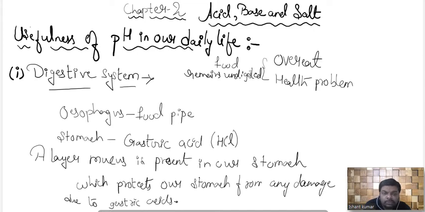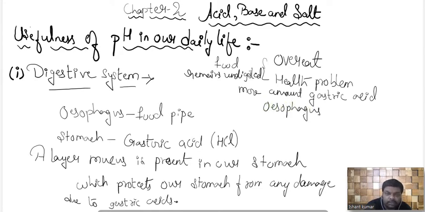Due to the undigested food present in our stomach, more gastric acid is released in our stomach, and this extra acid leaks out into our esophagus. We know that the stomach has a mucus layer, but the esophagus does not carry any mucus layer, and due to this it produces irritation.